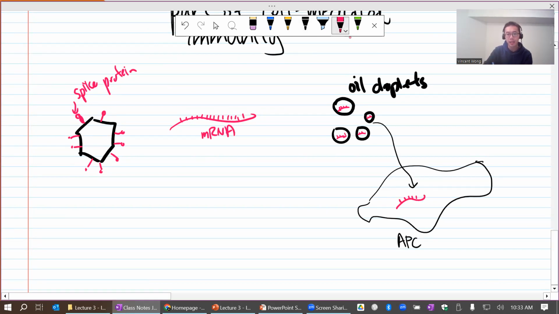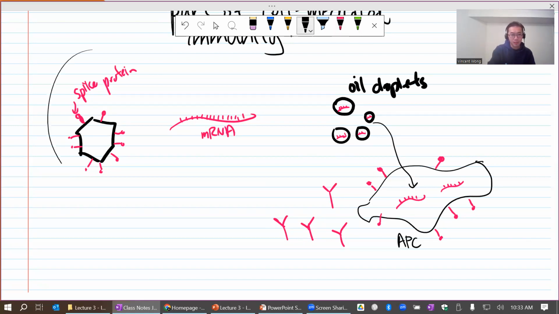and then the APC will basically do translation. Remember last semester, transcription, translation? And it will put these spike proteins on the surface. Then the APC is going to do antigen presentation, and then it's going to identify the T cells and so on and so forth. And so you make a lot of antibodies in the end. The spike proteins don't give you COVID. It's just part of the structure of the virus. So when you do get the COVID virus, that's okay. You already have the antibodies to neutralize the spike.